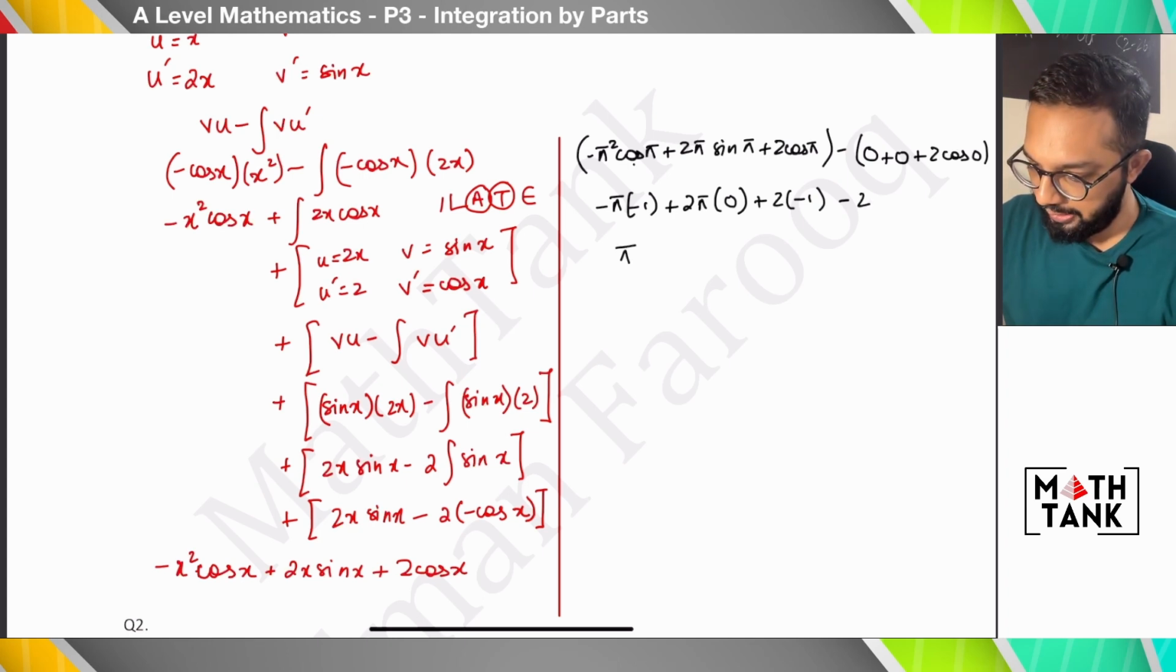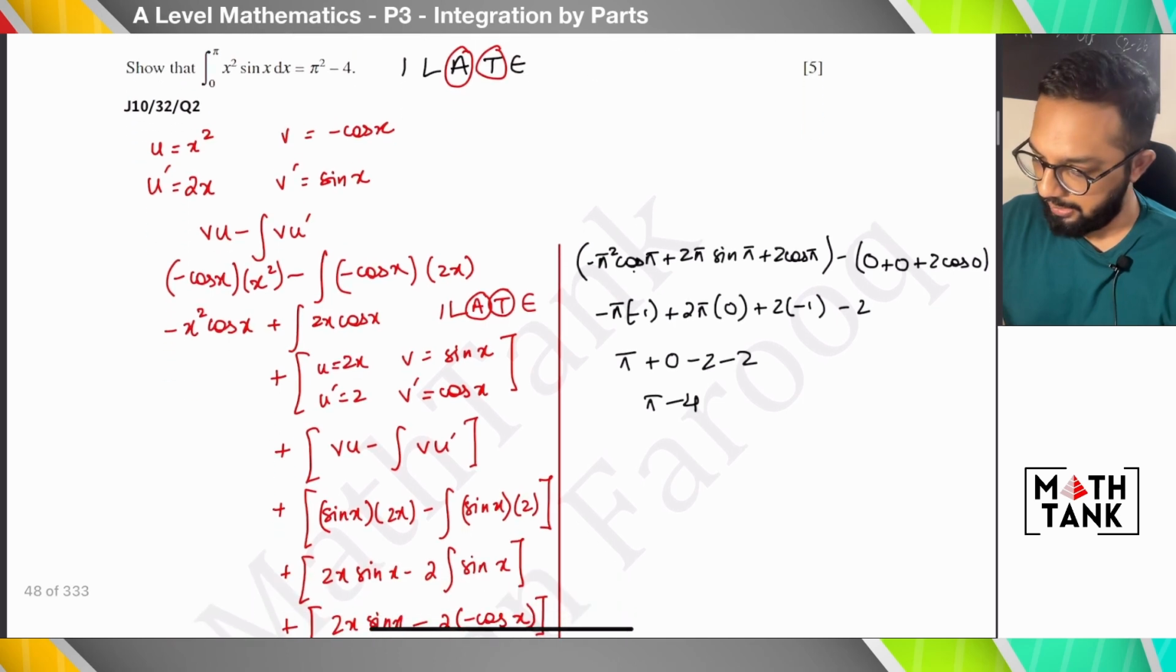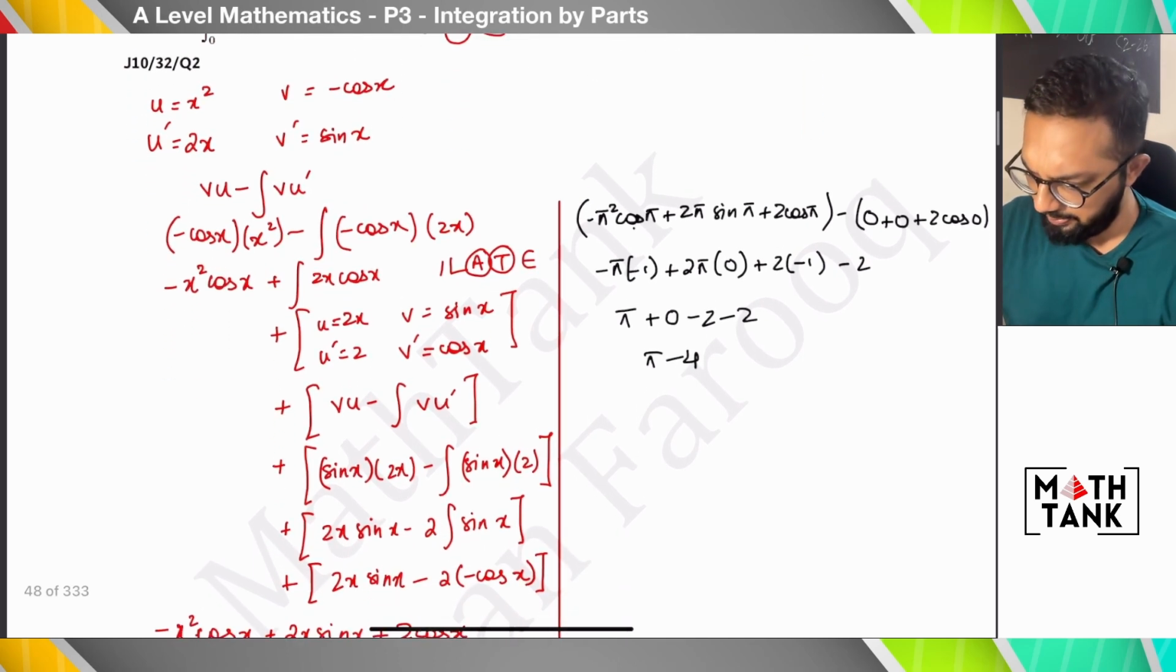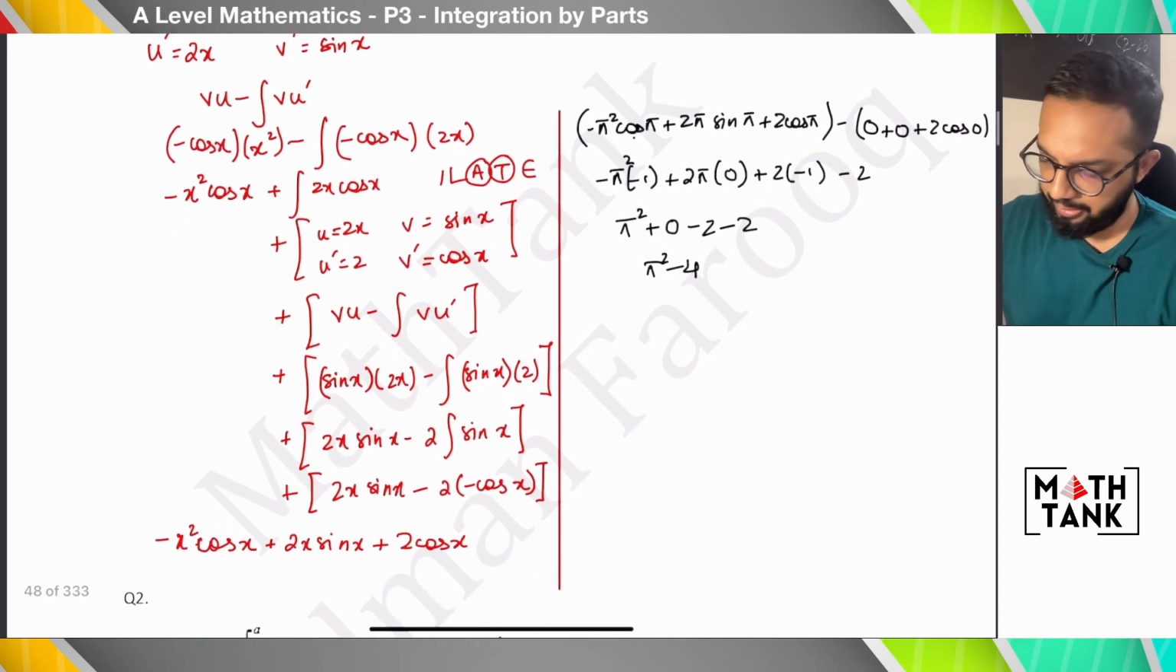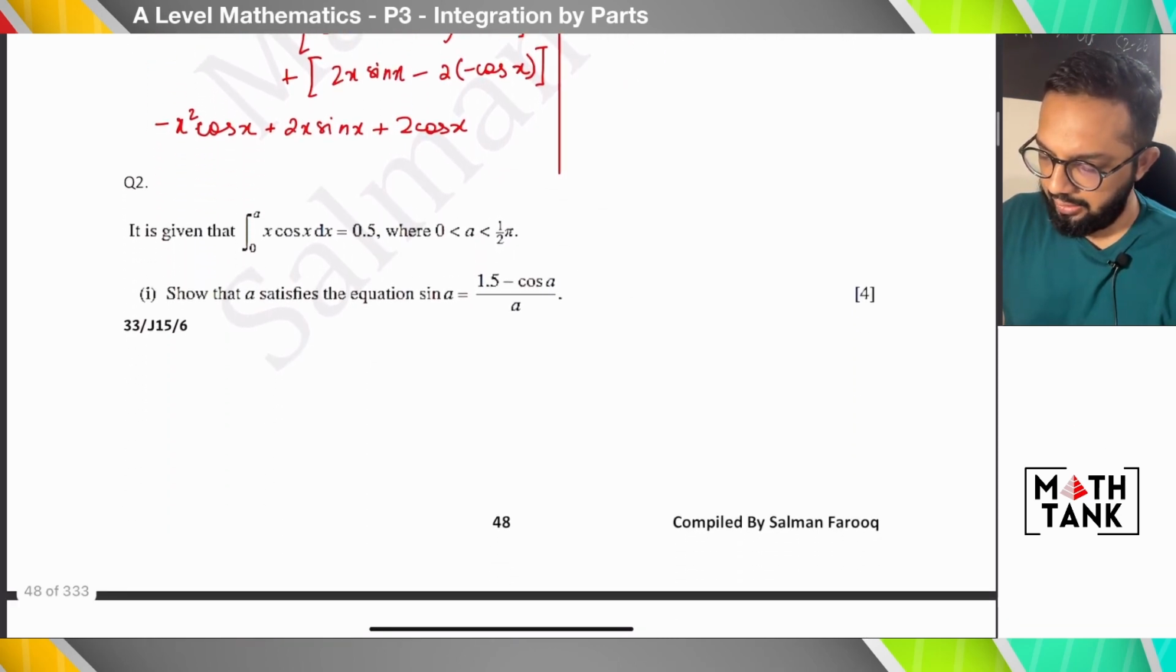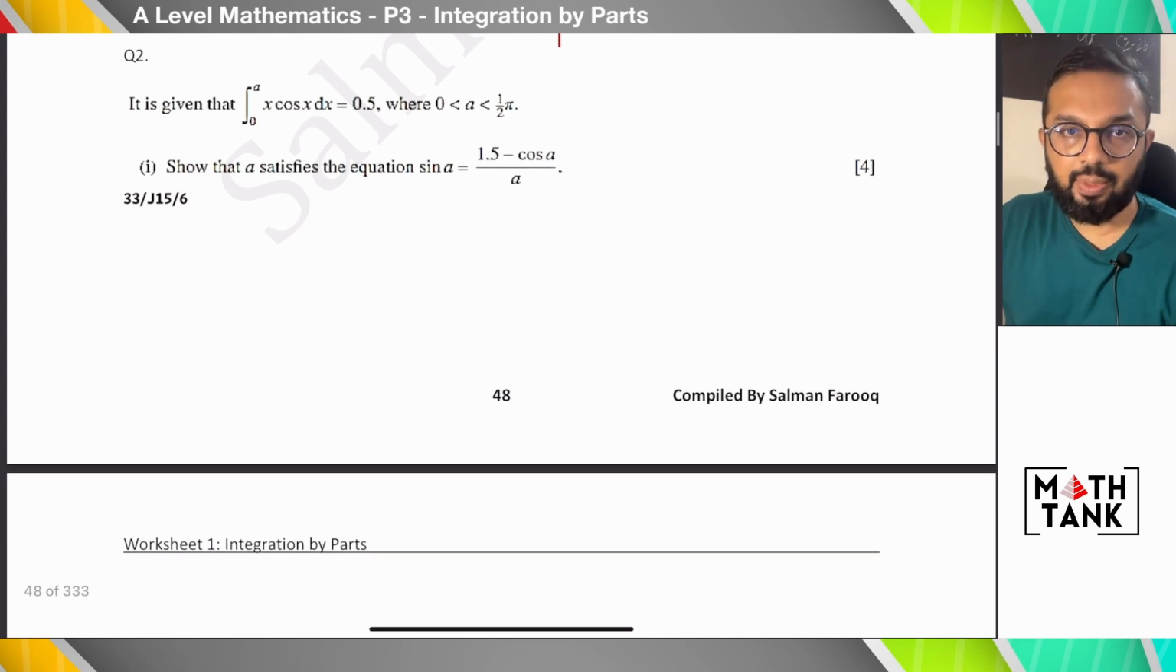So I get pi squared plus 0 minus 2, minus 2, which is pi squared minus 4. Yes, that was pi squared. I missed the squared. Pi squared minus 4. That's the first question. Let's look at the next one.